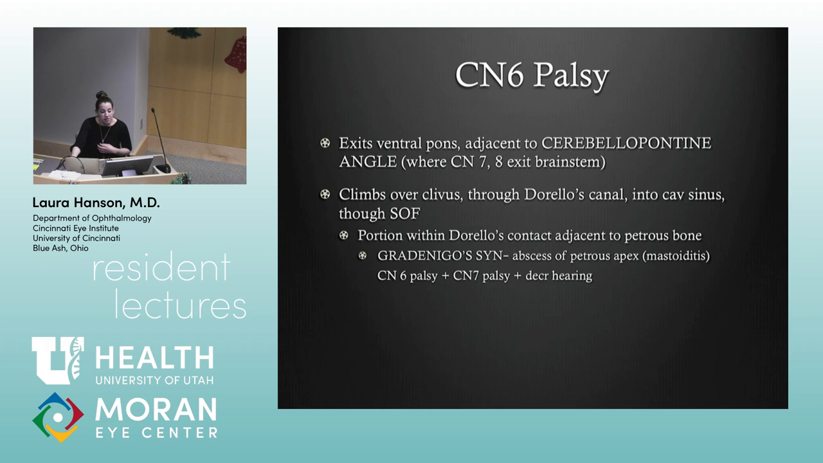Sixth nerve palsy. So remember that the sixth nerve exits the front side of the pons next to the cerebellopontine angle where the seventh and eighth nerves are. Then it climbs up over the clivus, goes through Dorello's canal, in through the cavernous sinus and through the superior orbital fissure. And that area where it goes through Dorello's canal is adjacent to the petrous bone. So if they get a petrous apicitis, like a kid who gets mastoiditis after inner ear infections, they can get a Gradenigo syndrome with sixth, seventh nerve palsy and decreased hearing.